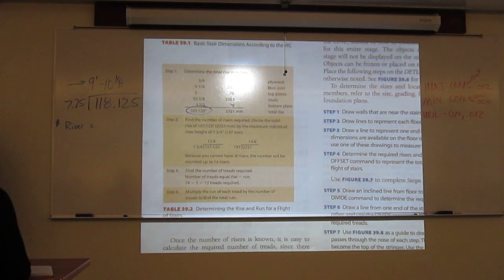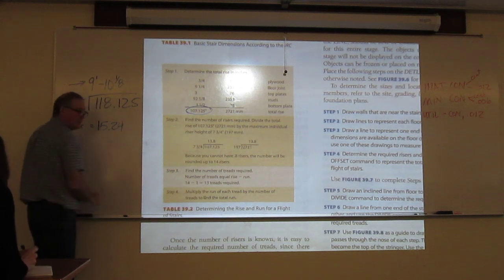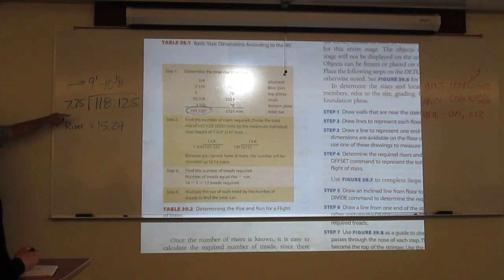What do we get for that number? 15.24. How far do we need to carry the decimal out on those? 2 decimal places are fine because we're going to round this to a 16. Okay. Okay, now, I'll wait till everybody's done writing.